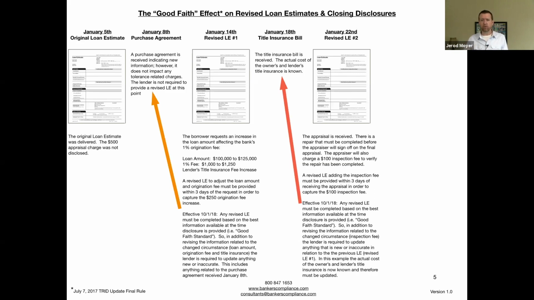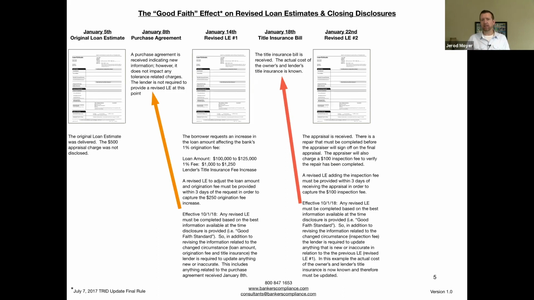Okay, so we're going to do that. But what we also now have to do is take the January 18th title insurance bill, we have to update that on this loan estimate. Now here's where it gets a little bit complicated. You're going to update the title insurance bill from the 18th on the January 22nd loan estimate. That's going to make it the most accurate it can be when it goes out the door.